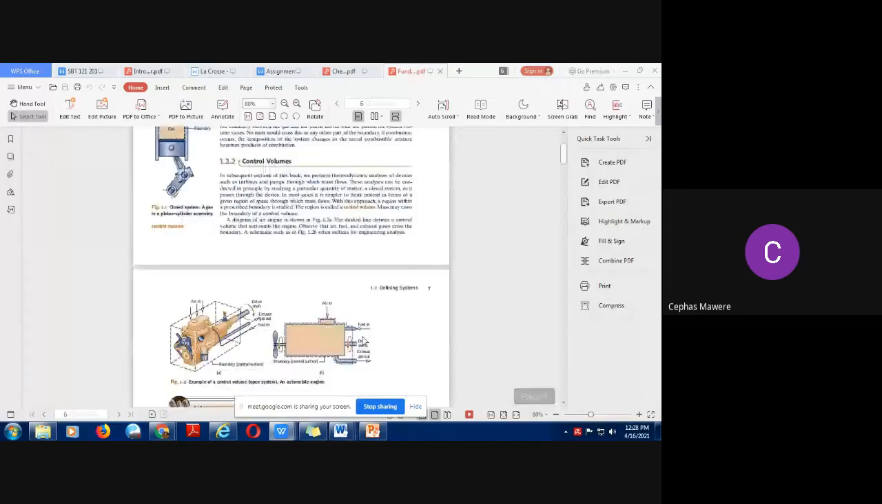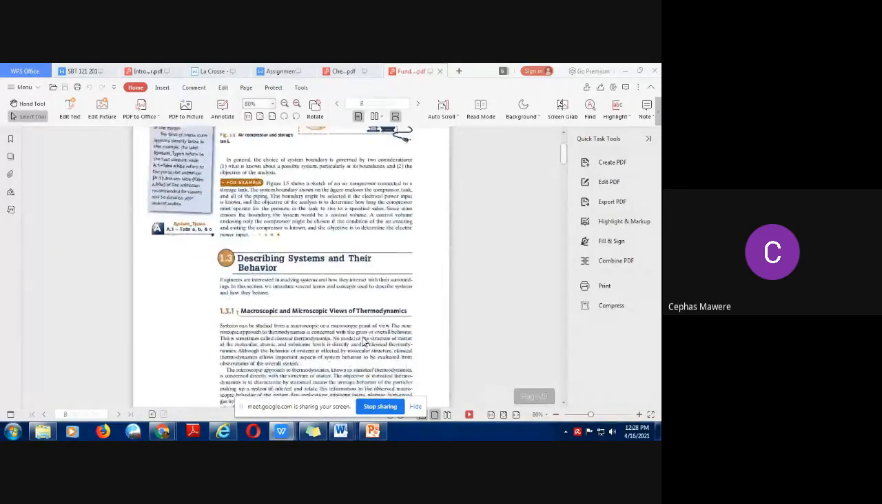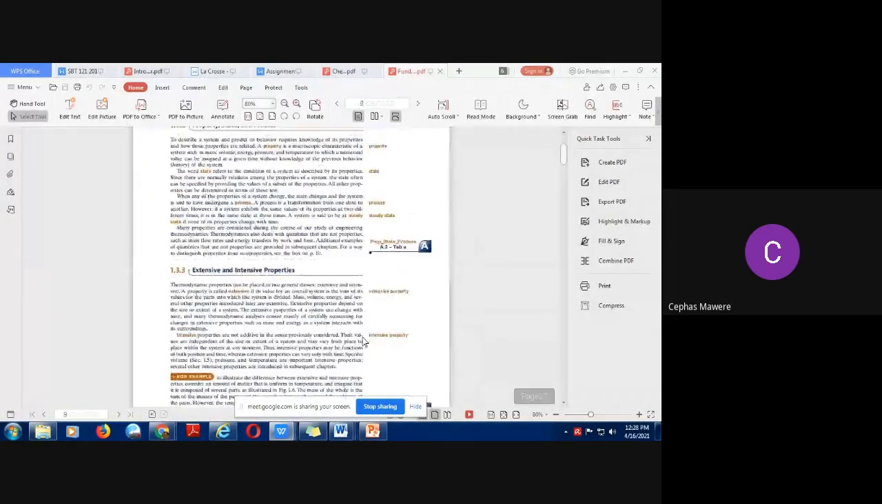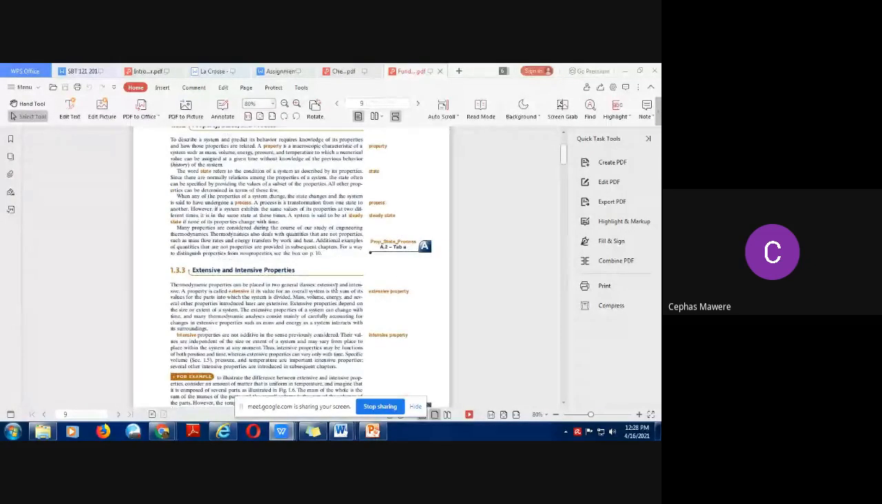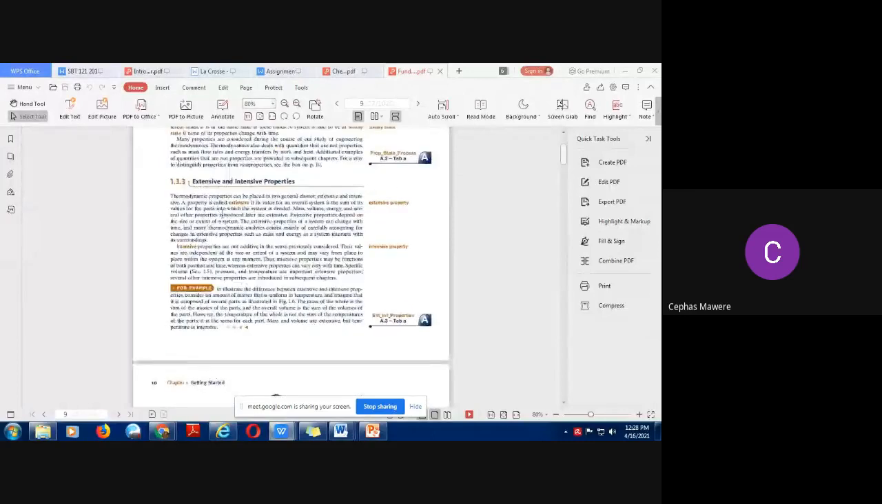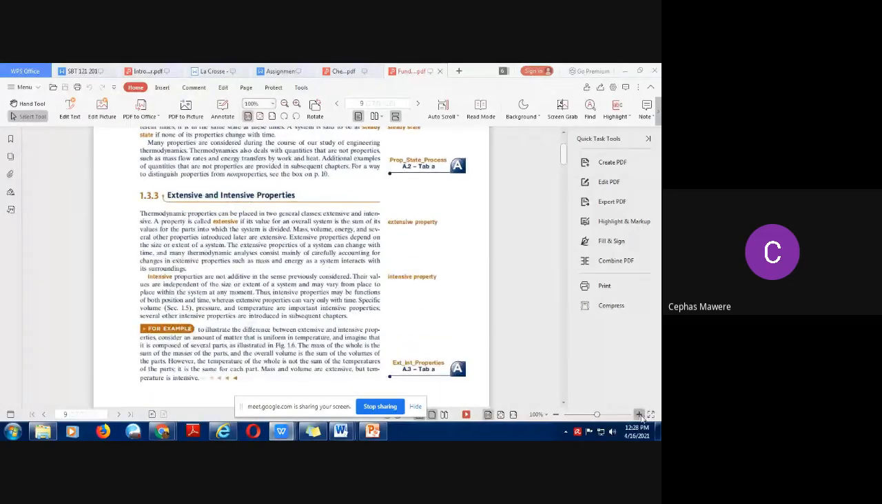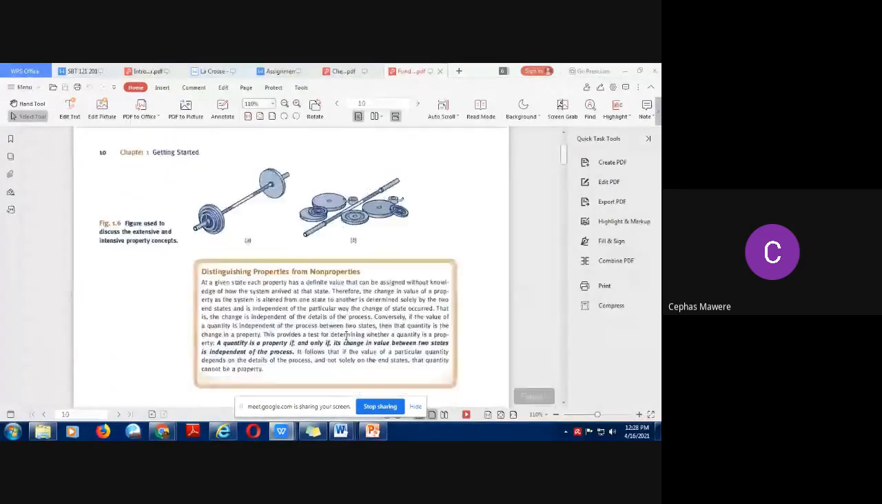Okay. So this textbook is also good for you to understand in depth what I've summarized in the PowerPoint presentation. When we talk of extensive and intensive properties, what do we mean when we are talking of an extensive property? What do we mean when we talk of an intensive property? And so on.